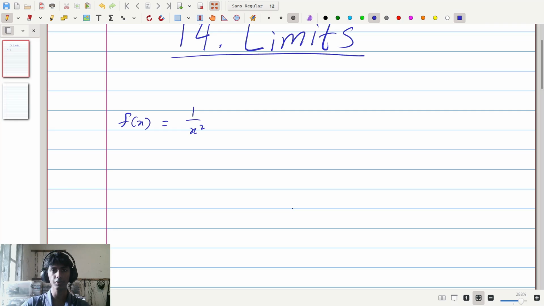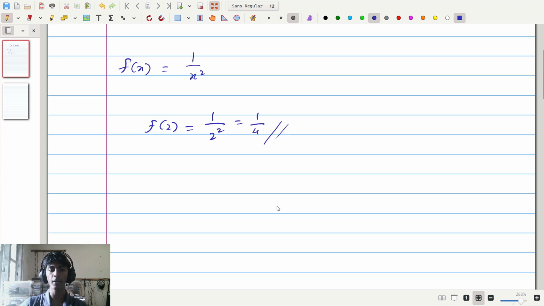Well, first off, let's see if we can find the value of this function at some other x. Let's say f of 2. F of 2 is 1 divided by 2 squared, which is 1 divided by 4, which is 0.25. I'm going to leave it as 1 divided by 4 and say that this is the answer. How about f of 0? Well, f of 0 would be 1 divided by 0 squared, which is 1 divided by 0, which is undefined.